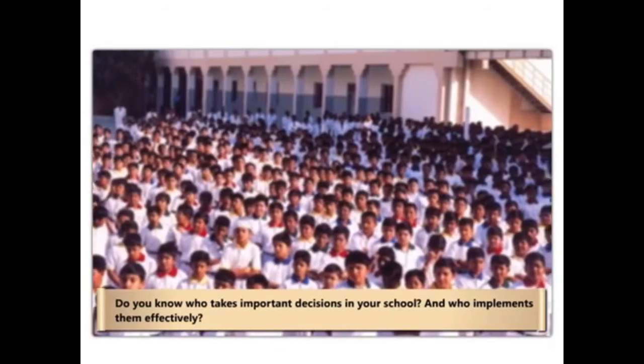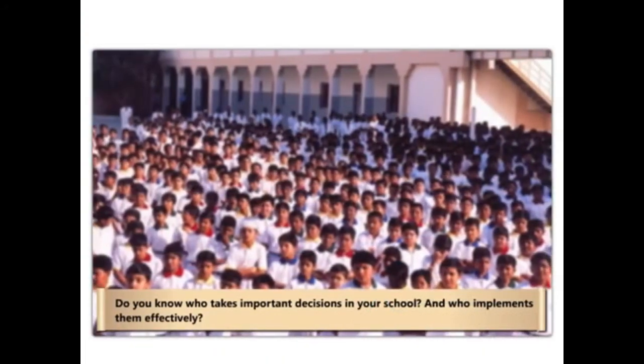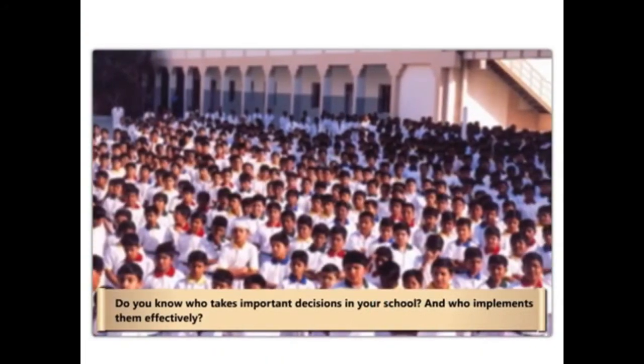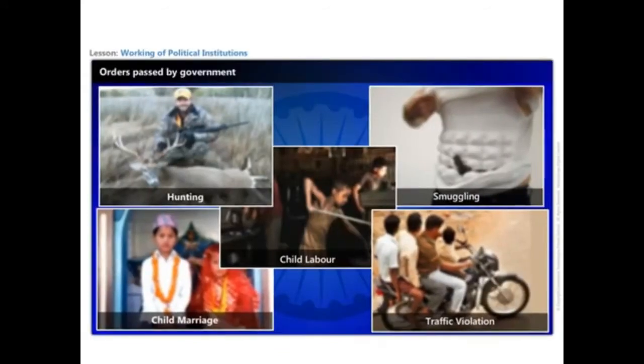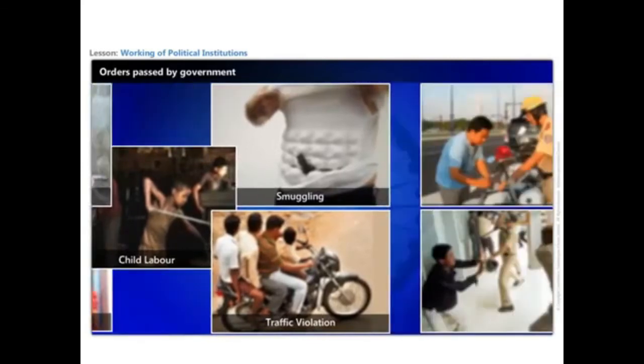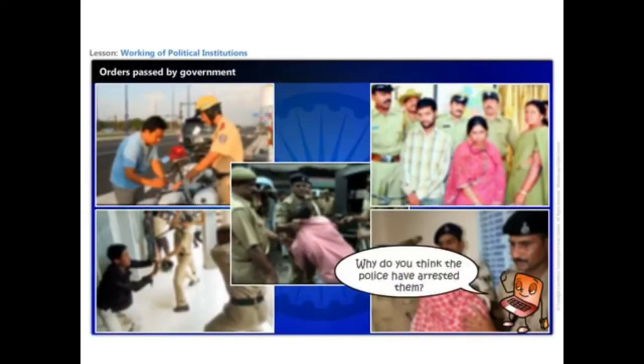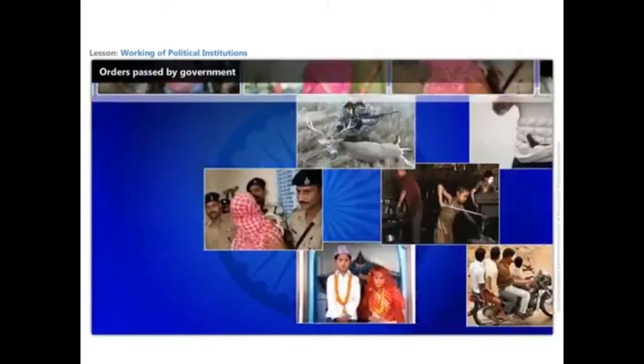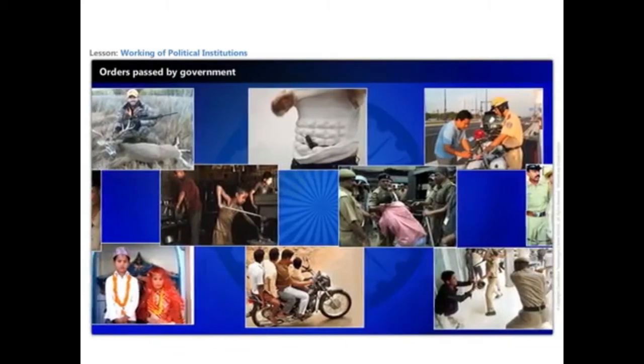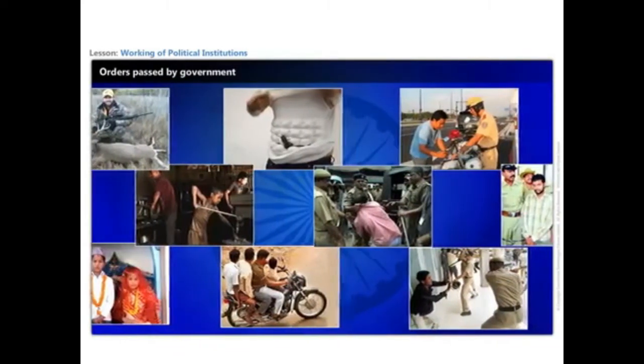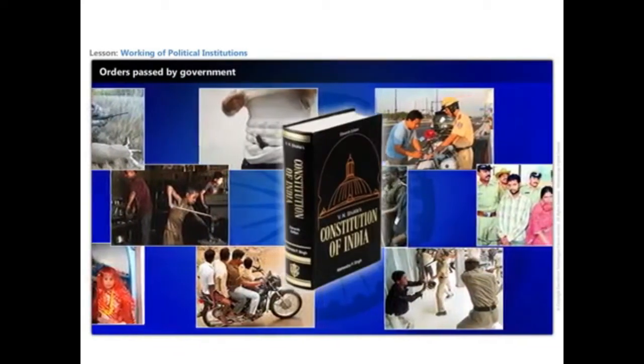Do you know who takes important decisions in your school and who implements them effectively? Hello friends, look what these people are doing. Oh, they are being arrested by the police. Why do you think the police have arrested them? Yes, they have violated the rules and regulations of our constitution and so are being arrested by the police.